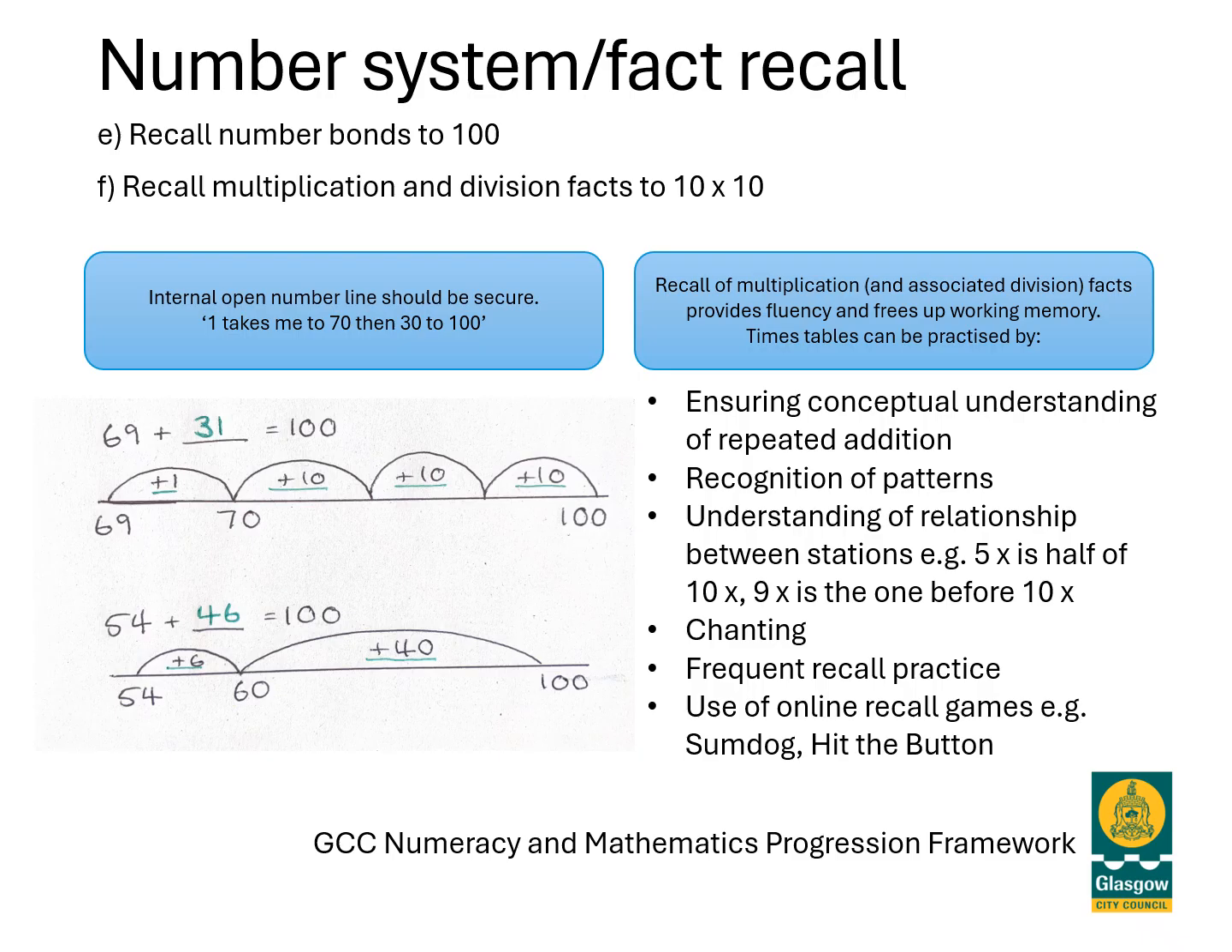We want them to know that 9 times a number is the multiple before 10 times, because if they aren't quite at the stage where they can recall all of the multiplication and division facts, they can use that conceptual understanding to help them.